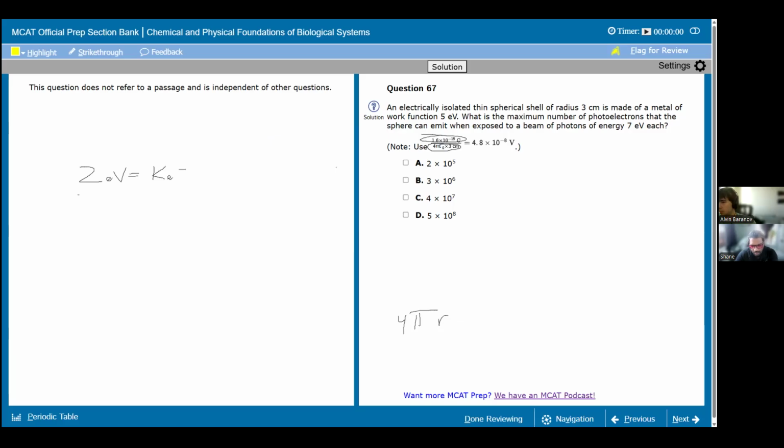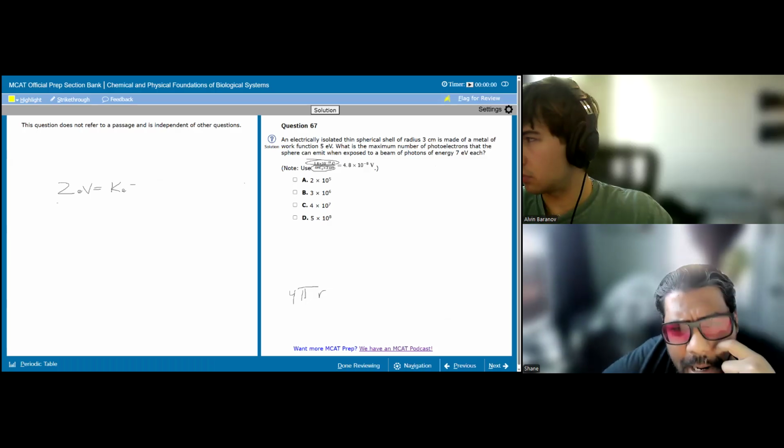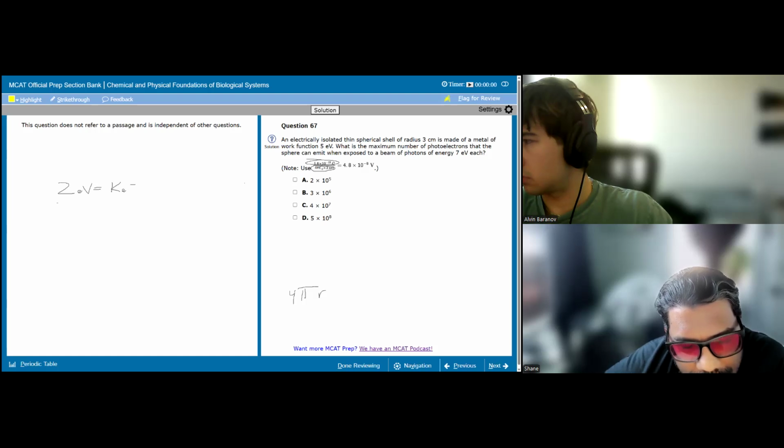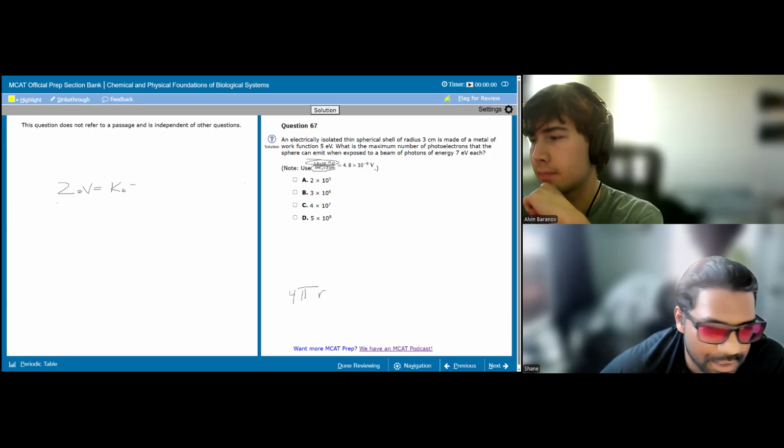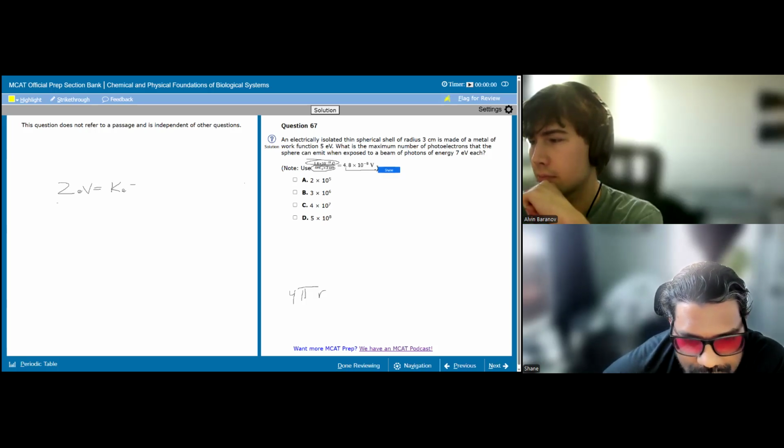The E naught value, 4 pi, something with E, and then R. It doesn't say R squared, it just says R. So, okay, so this is in volts.